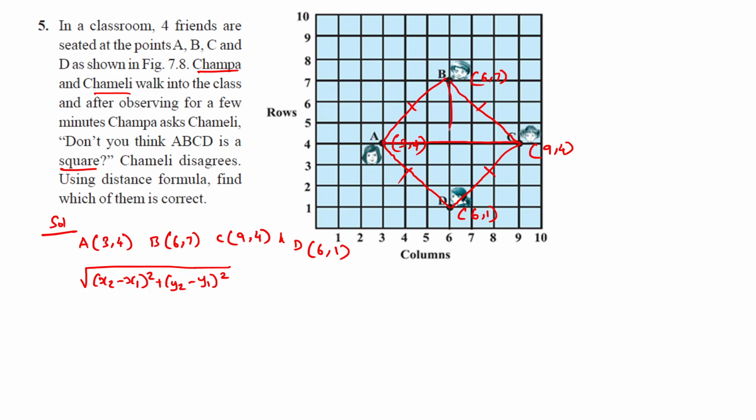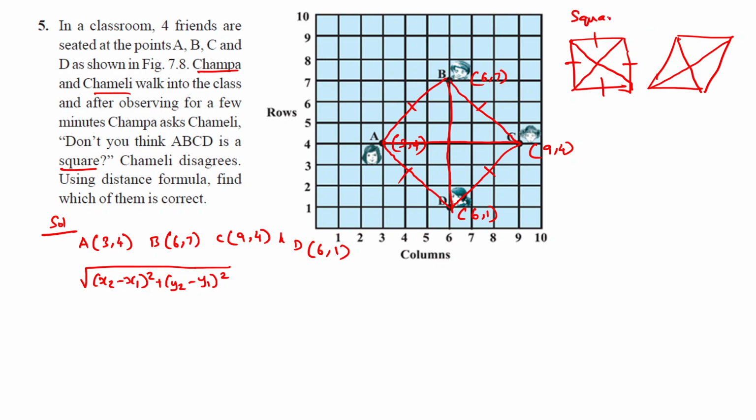The length of the diagonals also should be the same. Which means, listen, a square must have all sides equal and also the lengths of the diagonals equal. If the length of the diagonals varies, it becomes a rhombus. See, in a rhombus and a square, there is only a slight difference. This is a square and this one is a rhombus.